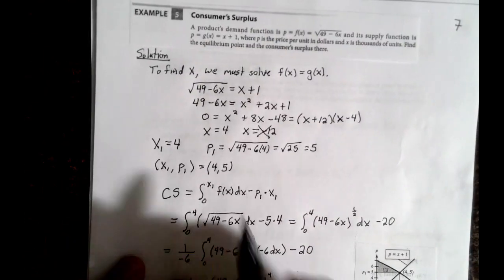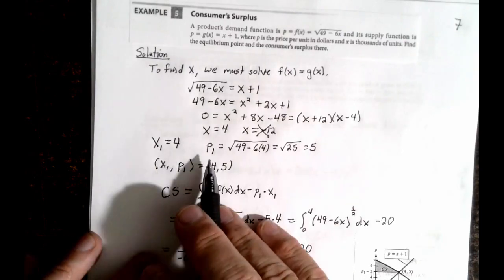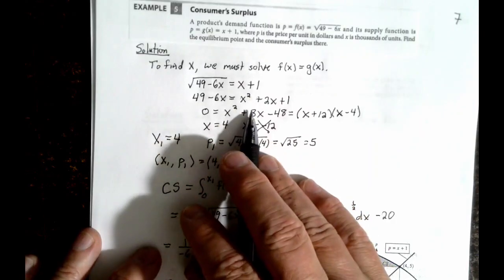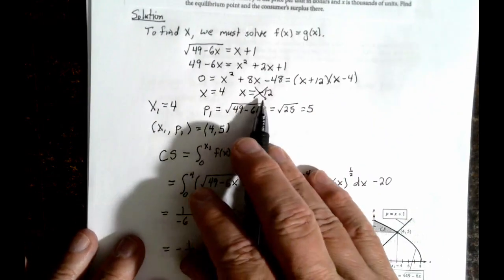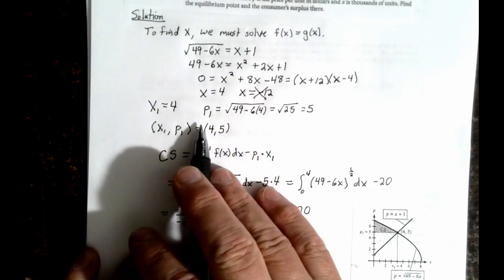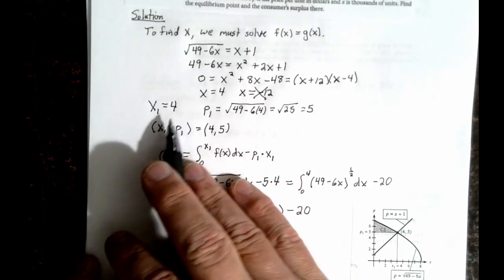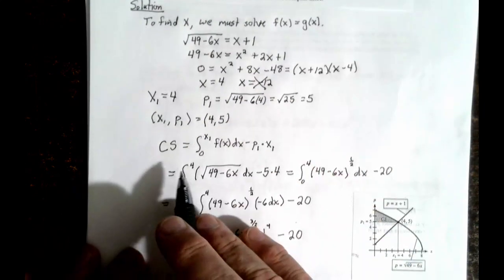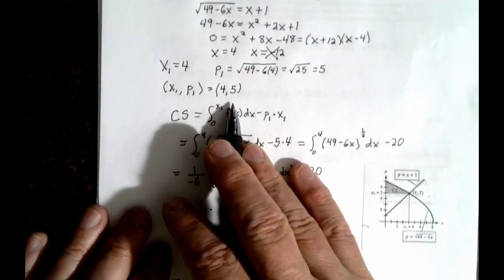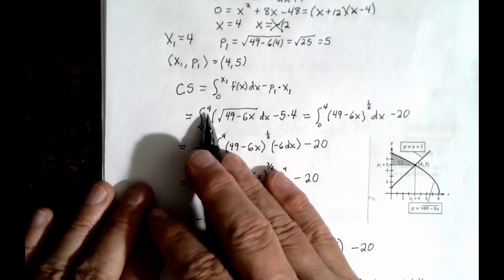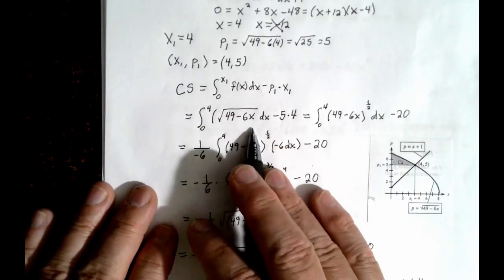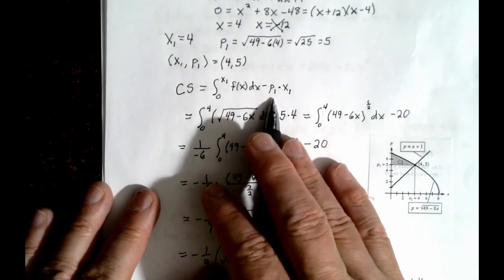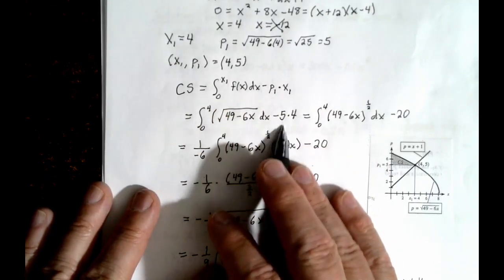Consumer surplus. We first have to figure out what our x1 and p1 are. So we set supply equal to demand, throw everything to one side, factor, and throw out the negative because x is the number of units and you can't have negative units. So x is 4, and then you plug it back into either equation to get the p, and you find it's 5. So x1, p1 is 4 and 5. So 0 to x1 is 0 to 4. You take the function times dx, and you multiply the 5 times the 4 after it, because you've got to subtract that term, p times x.